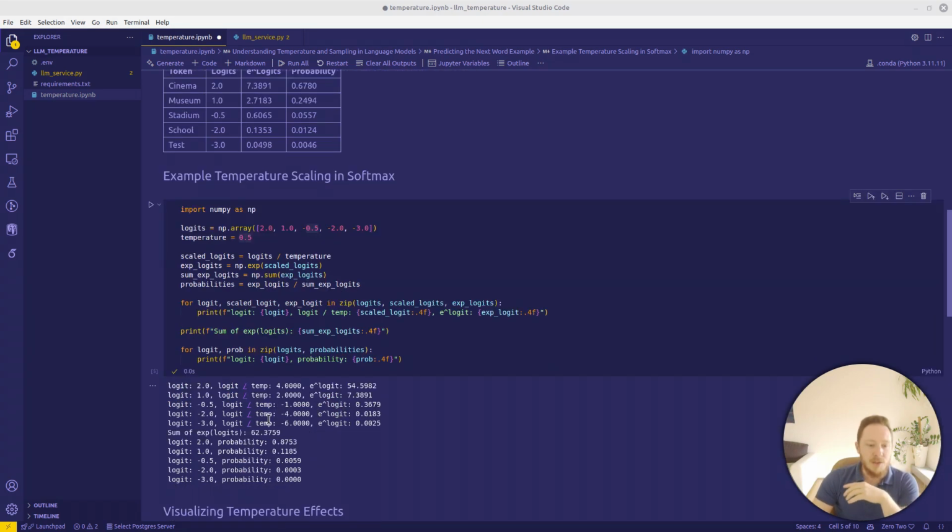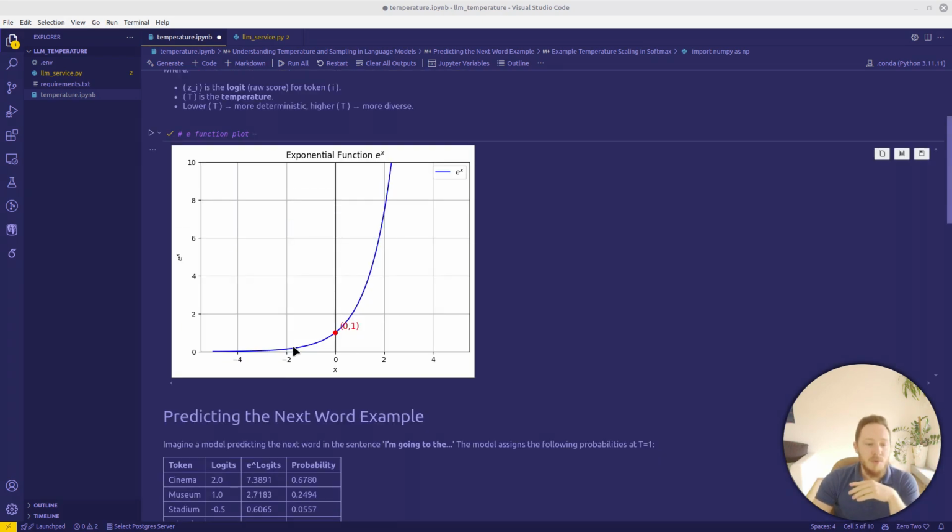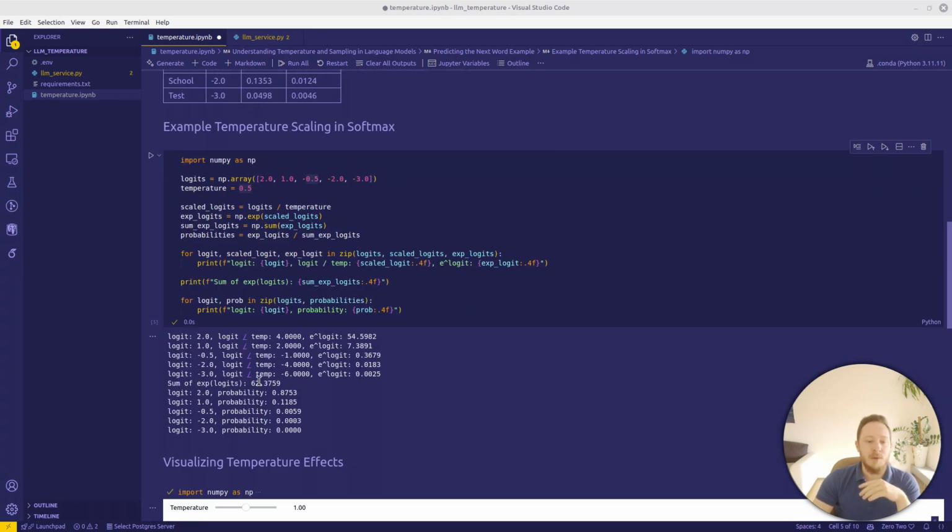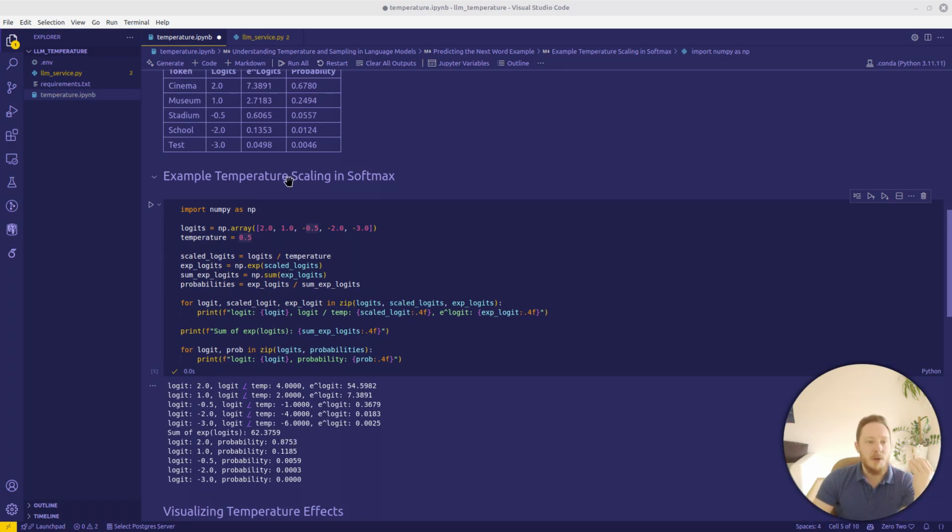And therefore, as you can see here, 2 divided by the 0.5 temperature will result in 4, but minus 2 results in minus 4, which will obviously be even further down the line and approximates nearer to 0, while the positive 4 will be an even larger number. And therefore, if we sum the results again and apply the normalization, you can see that the probability of a cinema increased even further, while the results of the smaller logits, like school or test, are even smaller now. So all basically 0.